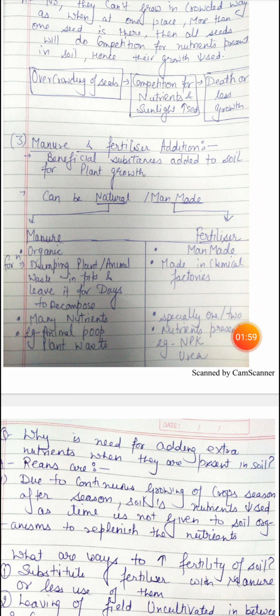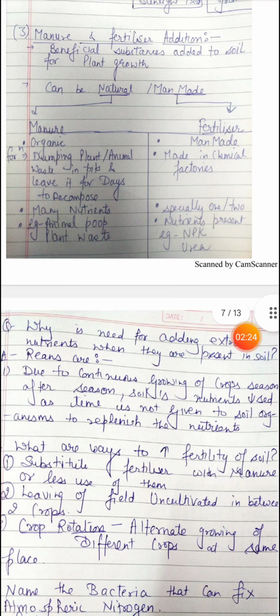Then fertilizer is man-made. Inside the factories and laboratories, we make chemicals that are used in our field to give nutrients. Basically, fertilizers are used to give three nutrients: NPK, which is why it is known as NPK. N stands for nitrogen, P stands for phosphorus, and K stands for potassium. I have given a table of the difference between them, so you will learn that. It will be easy for you if you see that table.